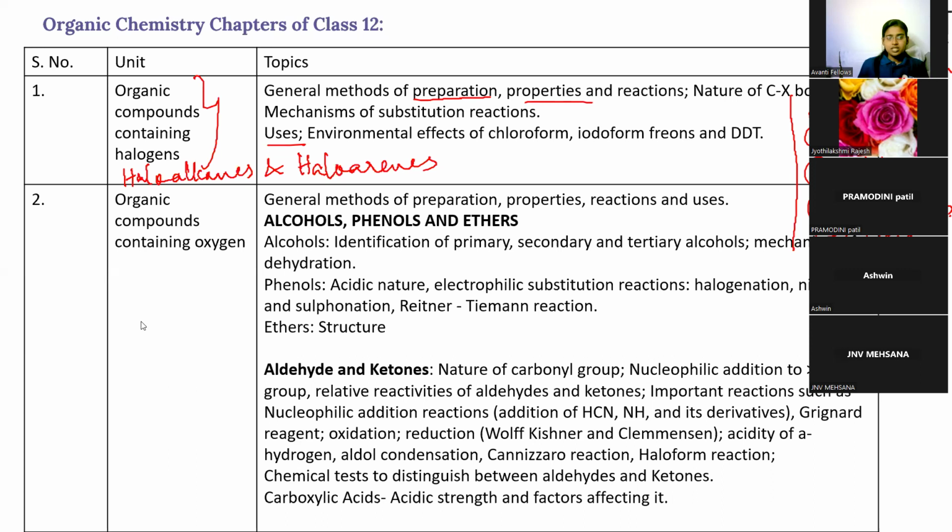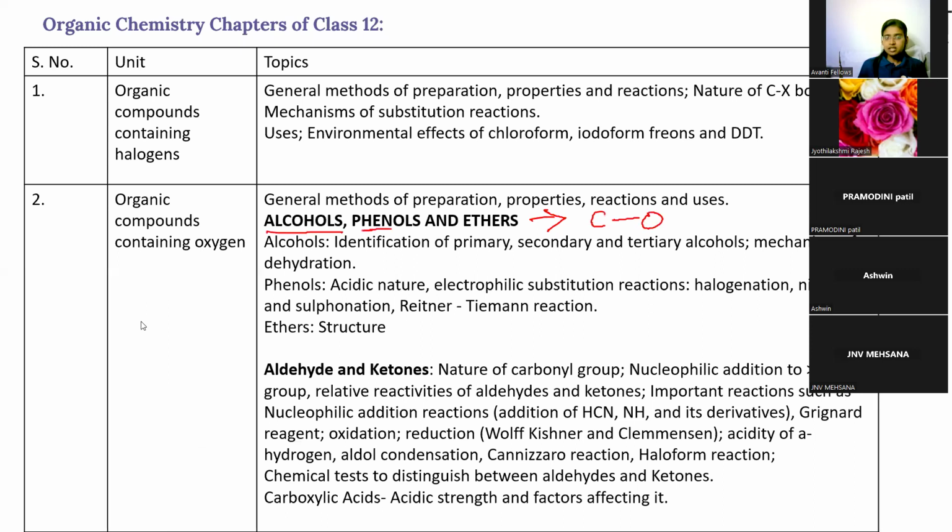Got it? So in the same way, coming to the next lesson, organic compounds containing oxygen. Here you will have the combination of two lessons from your class 12. One is alcohols, phenols and ethers. So this is one of your organic compounds containing oxygen lessons. Here we will have a carbon-oxygen single bond in all the three compounds.